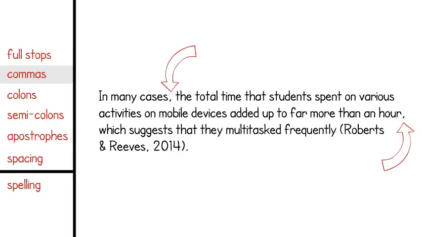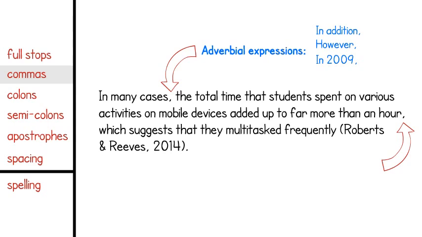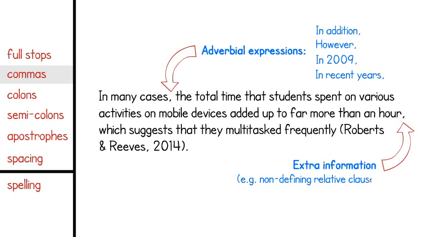There are two situations in which commas often cause problems for students. Firstly, commas are used after adverbial expressions at the beginning of a sentence. For example, in addition, however, in 2009, in recent years. The other situation where we use a comma is for adding extra information, such as a non-defining relative clause. Look at the video on complex sentences to find out more about adding extra information to a sentence and the use of commas and full stops.